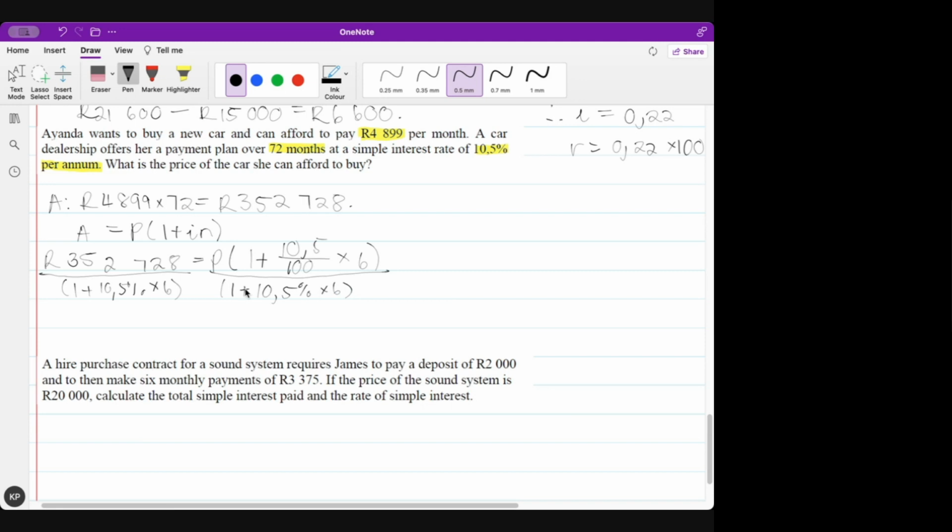Times 6. And therefore, you get your principal amount. So this car costs 216,397 rands and 55 cents.